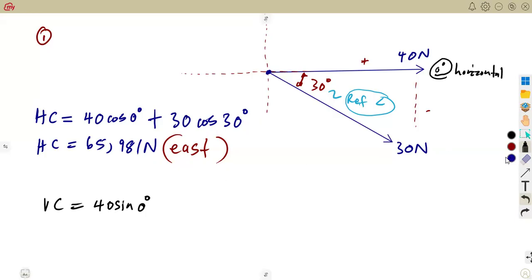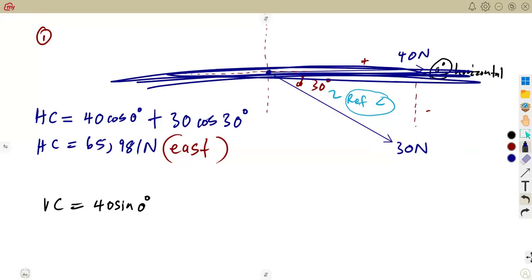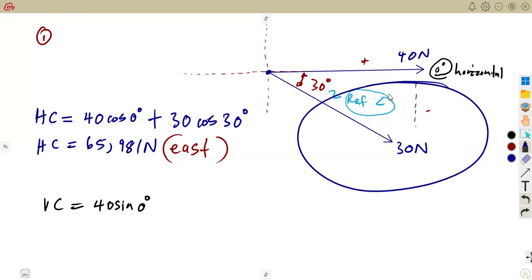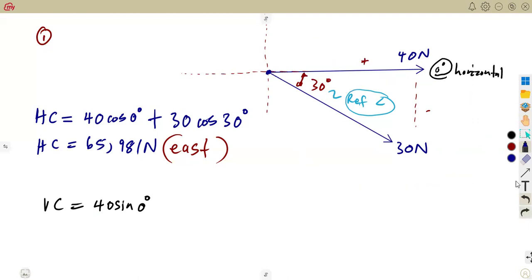Then you consider the 30, where it is below this horizontal line, below the x-axis. The vertical is negative. Above, it's positive. So as we consider below, anything that is in the vertical is negative. So like I said, guys, when you are using the reference angle, you must consider the sign there. In the fourth quadrant, sine is negative. So it carries a negative. So that's negative 30 sine of 30 degrees.